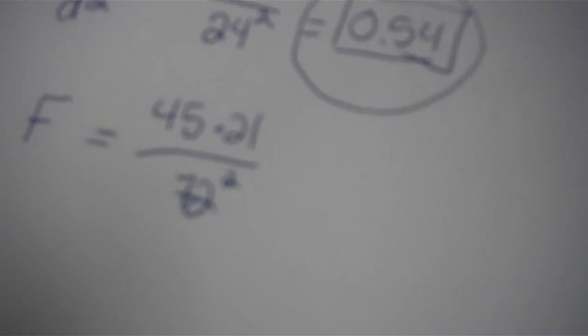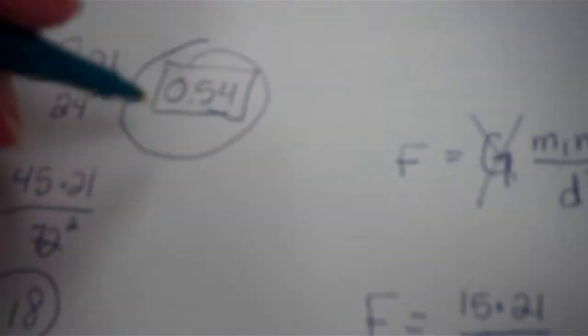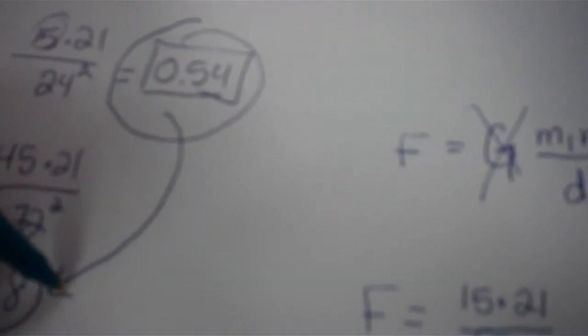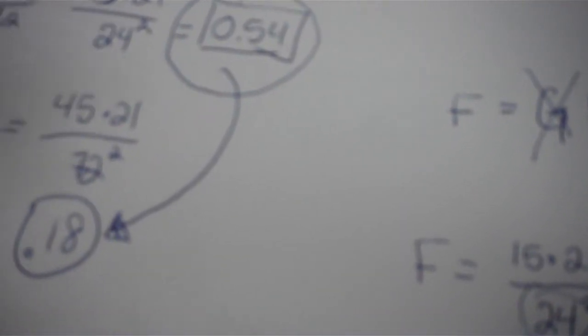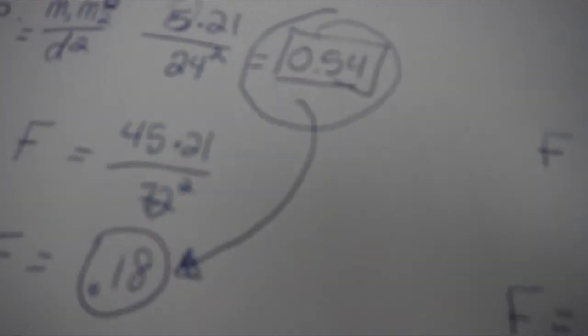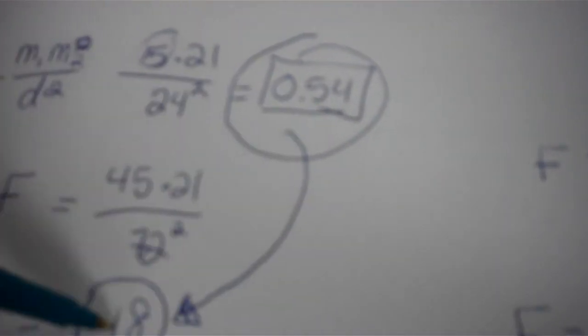So here's our original value. Now let's take a look. 45 times 21, and we're going to divide that by 72 squared. We get 0.18. So now we go from 0.54 down to 0.18. So what's the relationship between 0.54 and 0.18?